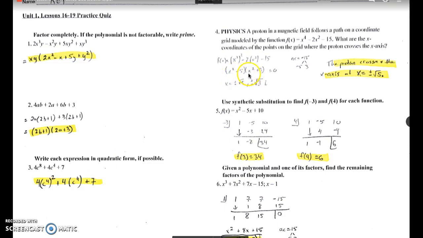Once you get to this step, you just need to set each of these equal to 0 and then solve. And I don't have that work on here, but when you do solve, you will get plus or minus the square root of 5 and plus or minus the square root of 3 times i.